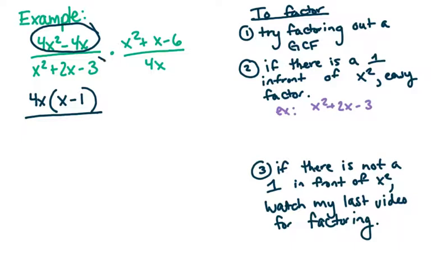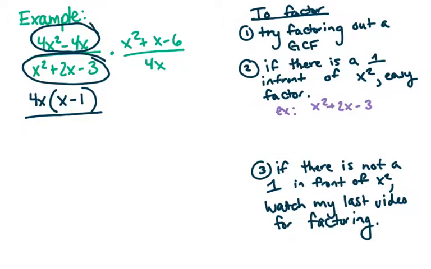So now I'm going to come down here to the denominator. And so again, I'm going to look and see if I can factor out a GCF. And it looks like there isn't one other than 1, and it wouldn't really help us to pull out a 1. So I'm going to move to try the next thing. The next thing is if there's a 1 in front of x squared, like in this case, we don't see it, but it's there. Then I can use easy factoring.